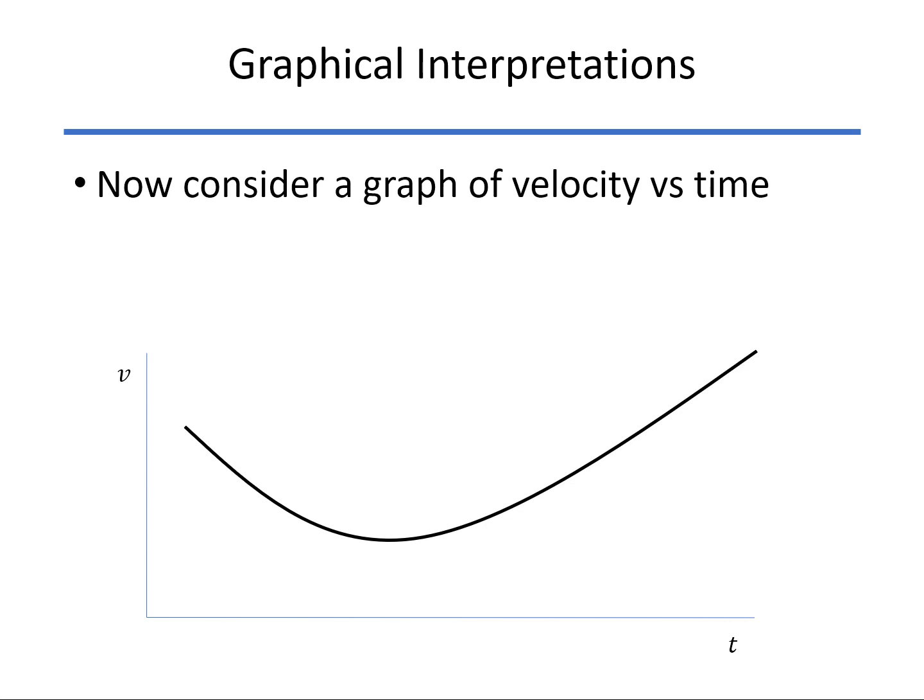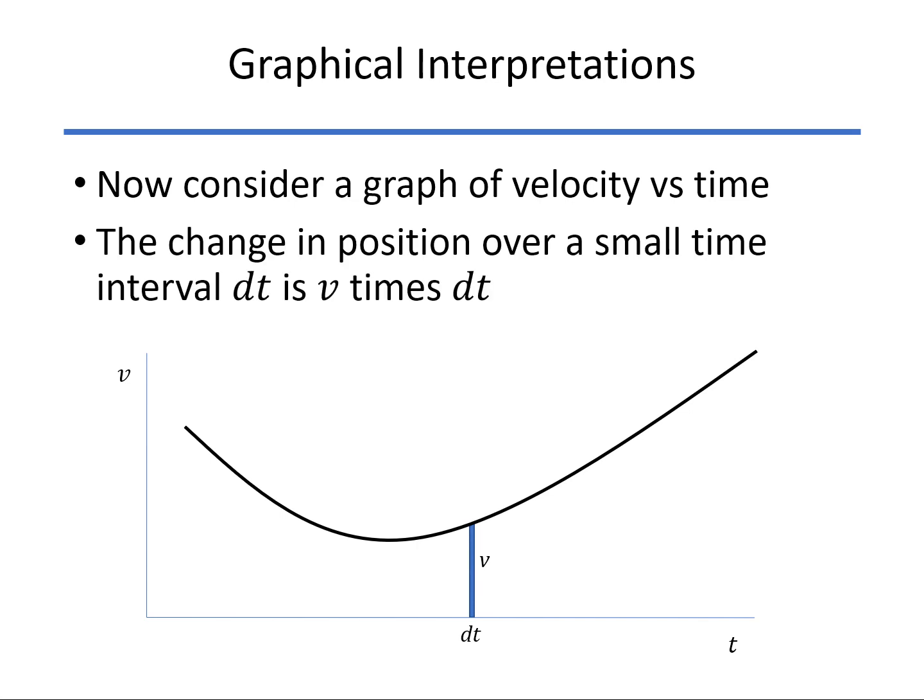Now let's look at a graph where we have velocity plotted as a function of time. If we look at a very small time increment, dt, and multiply that by the velocity, we get that small area that's shaded there, and that would be the change in position. But that's only for, again, an infinitesimally small area.